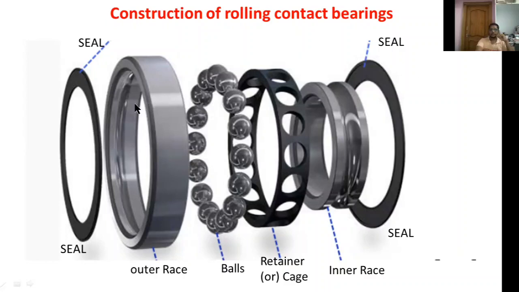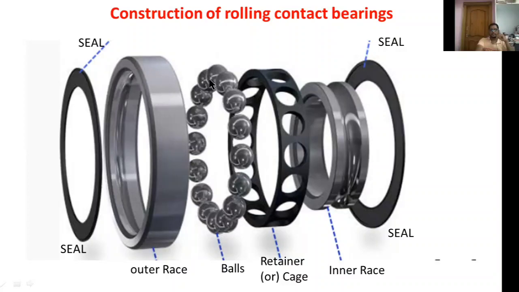This one is the outer race. This is a fixed element, it is not moving. It has an inner groove. You can observe here there is an inner groove to support these balls. To support the moving elements, we are making grooves. This is the outer race.